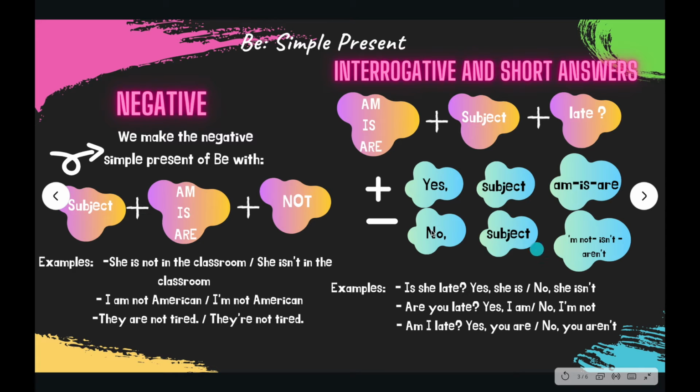Let's see some examples. Is she late? Yes, she is. No, she isn't. Are you late? Yes, I am. No, I'm not. Am I late? Yes, you are. No, you aren't. If I make a question, for example, are you Chilean?